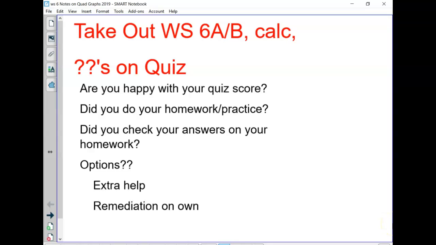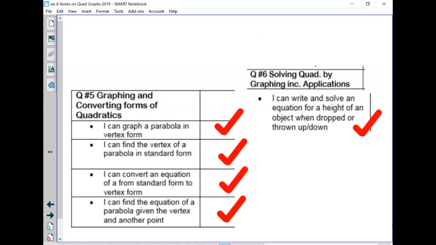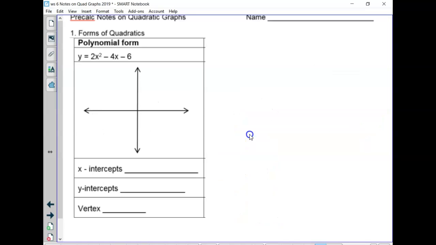Worksheet 6. We talked about the retake next week and the fact that it's on 0.8, but it will have a quadratic question or two on it. And our standards for today are primarily these three. And we're going to start on worksheet 6, side A.